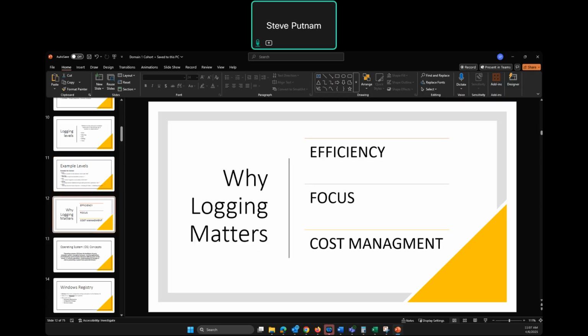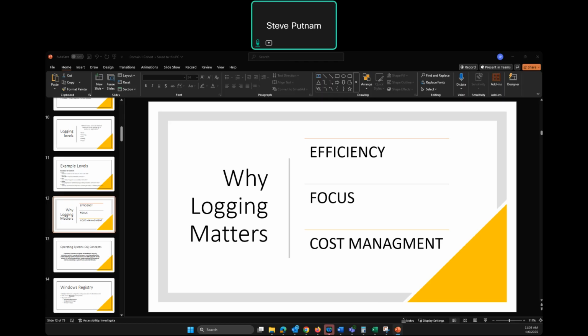Okay, so why does logging matter? What's so important about logging? Again, there are three things here: efficiency, focus, and cost management. Logging improves operational efficiency. It provides detailed insights into system activities, allowing IT teams to quickly identify and resolve issues. Centralized logging helps streamline monitoring, as we talked about earlier, by consolidating logs and data from various sources all over the network into a single location that can be analyzed. Automation tools can analyze logs to detect anomalies. As I said with the SIEM, it can detect anomalies in real time and reduce manual effort.